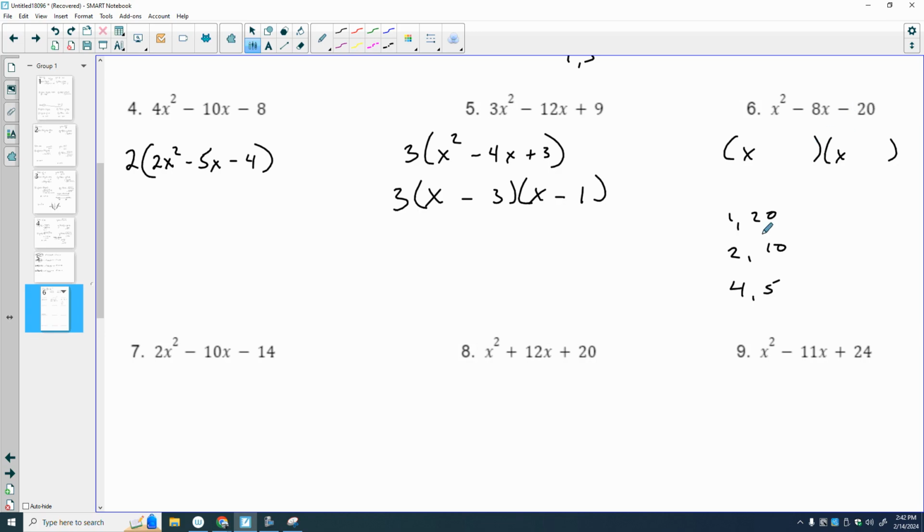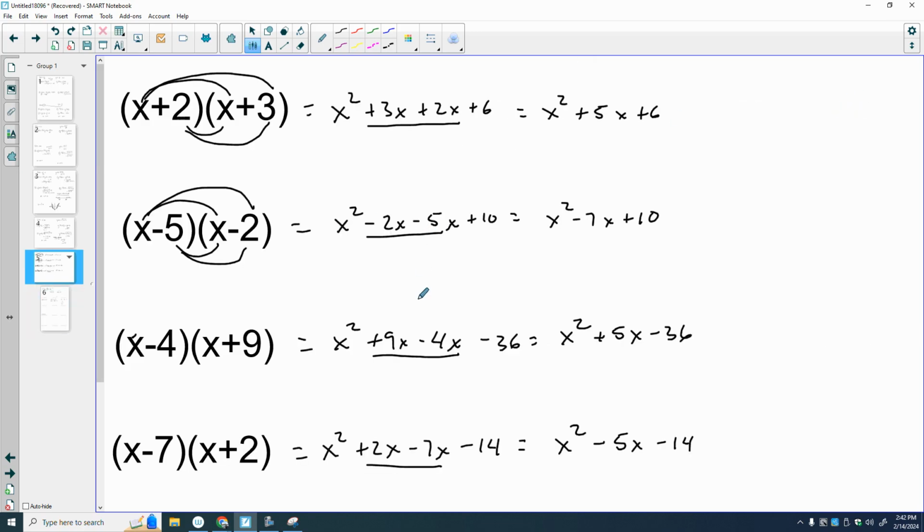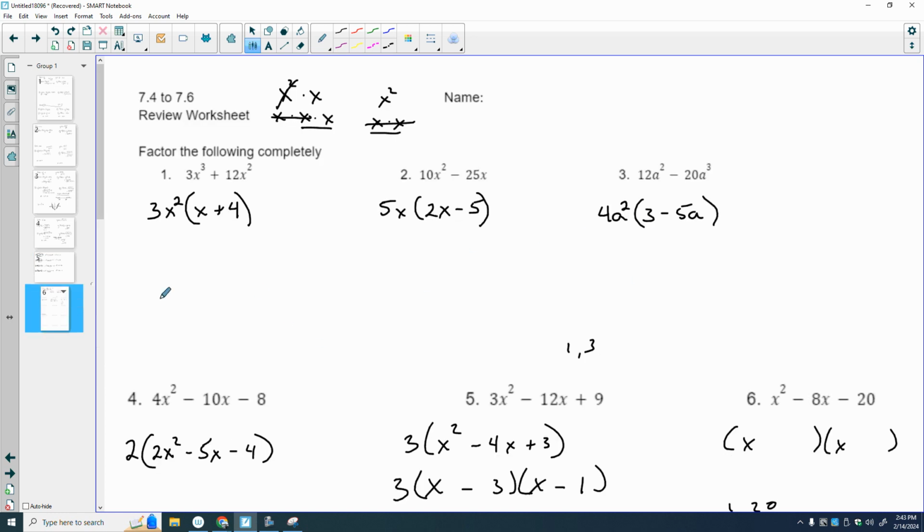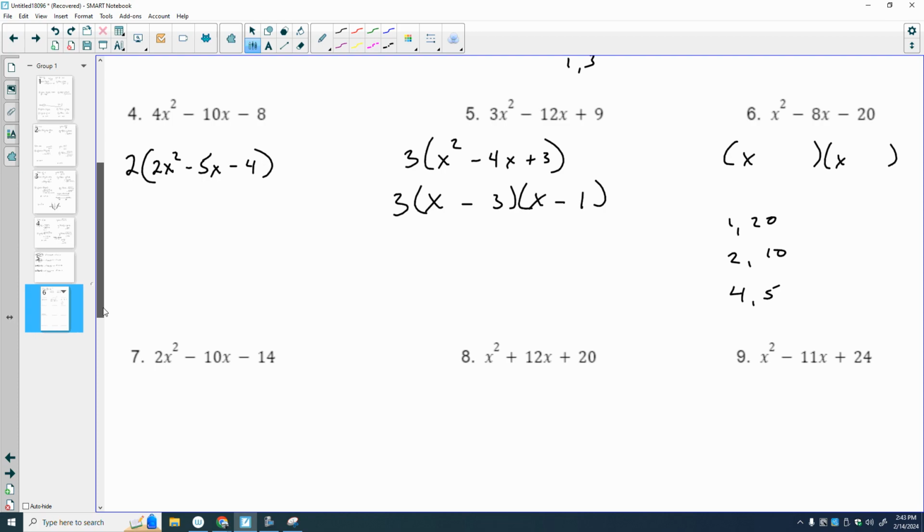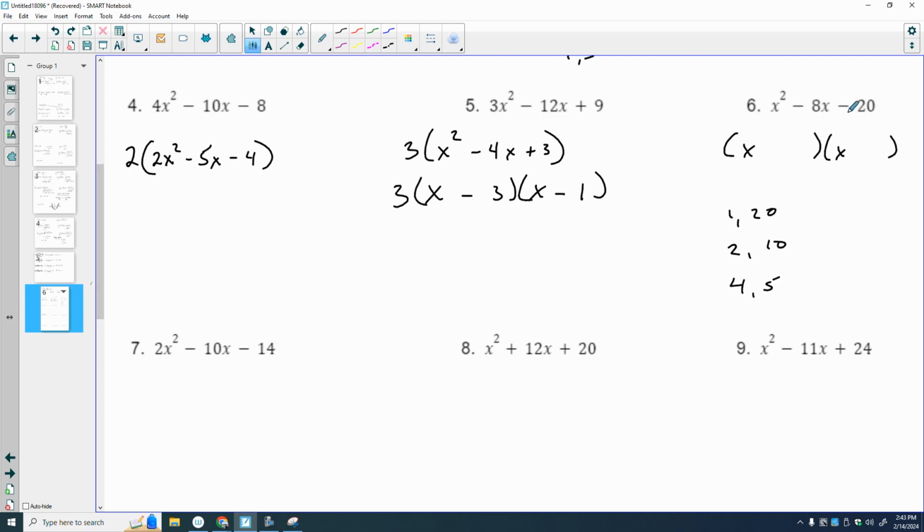So how do I get 20? Now, this sign is negative. Remember, this is the last time I go back. Remember, when it's negative, these signs are different. And when these signs are different, my like terms are different, and I subtract the numbers. So what factors of 20 will subtract to give me 8? Why am I subtracting? Because that's negative. And if that's negative, these numbers will have different signs.